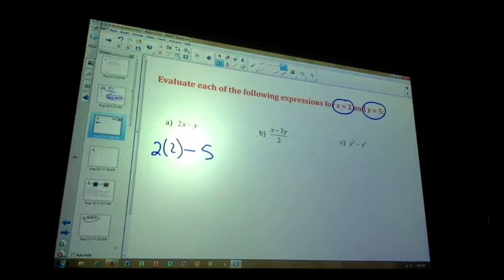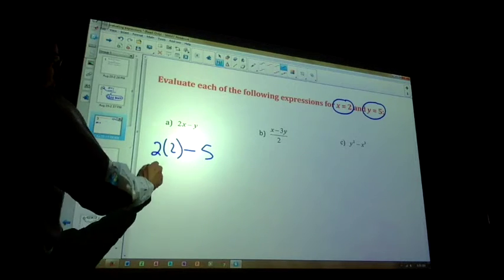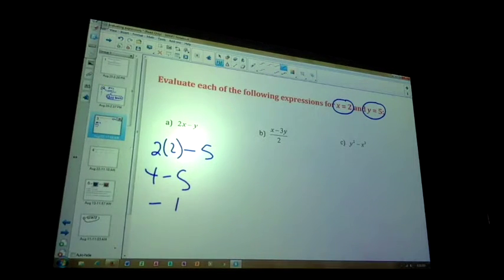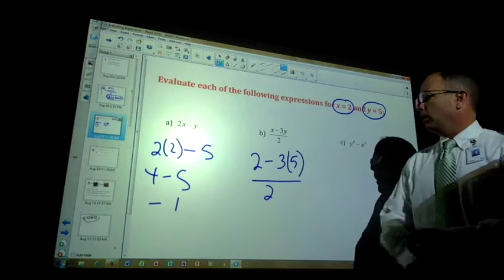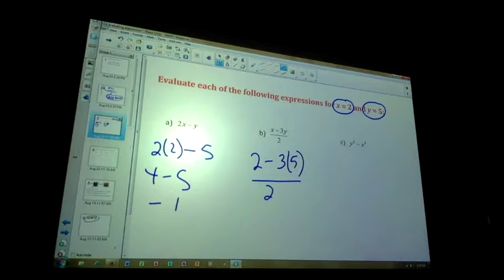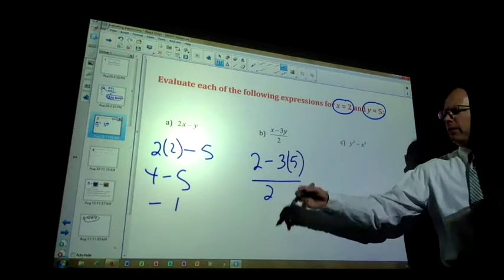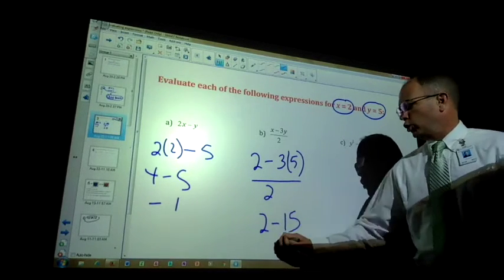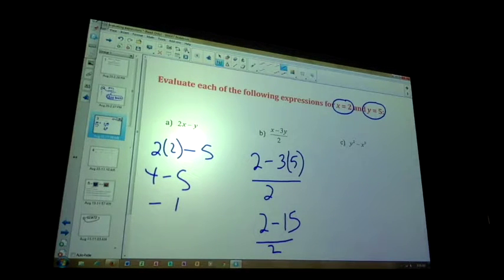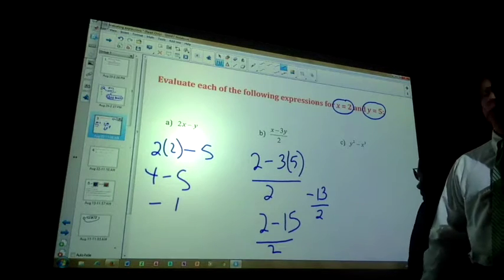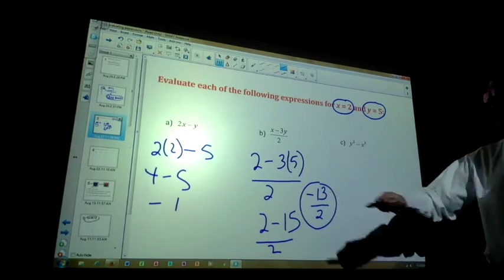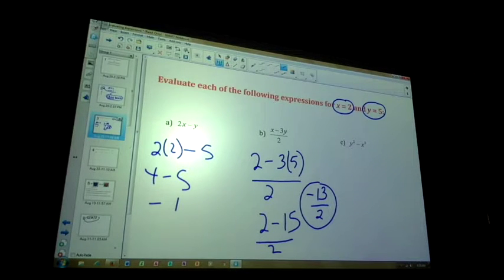Hey, what does this answer come out to? -1, so I get 4 here. That's 4 minus 5, so I get -1. I like it. Next problem, I'm plugging 2 in for x, plugging 5 in for y. What should I do first? Yeah, we're going to multiply 3. I don't have any exponents here. Do you agree? And then 2 subtract 15 is how much? -13. So I get -13 over 2. Can I leave my answer like that? Does that reduce? Should I make it a mixed number? I wouldn't. Keep it as an improper fraction. Completely appropriate, but make sure it's a reduced fraction. Am I okay so far?